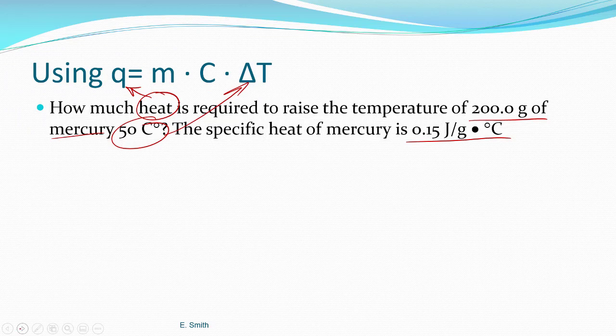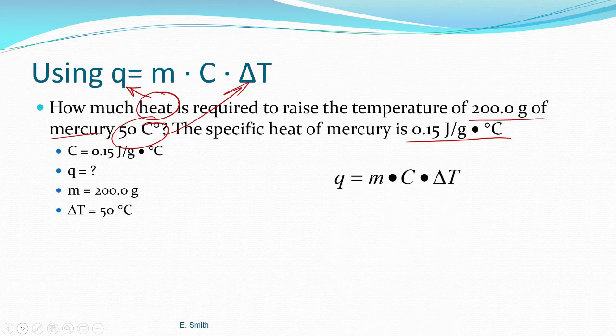So we are going to be using the equation of Q is equal to M times C times delta T. So let's write down what we have. We have specific heat, which is 0.15 joules per gram degree Celsius. We're trying to solve for Q. We have our mass of 200 grams, and we have our change in temperature as 50 degrees Celsius. So knowing all this, we can plug it into the equation, where Q is equal to M times C times delta T. So I plug in my values here. So I have my 200 grams times our 0.15 joules per gram degree Celsius times our 50 degrees Celsius.